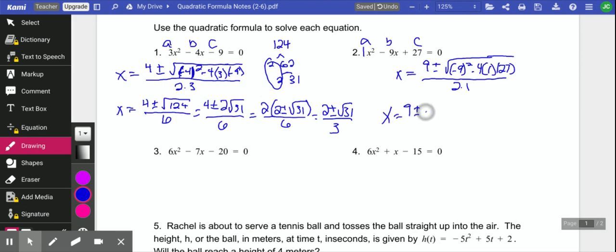Okay, 9 plus or minus. Don't put the square root in your calculator, but everything that's under the square root, go straight to your calculator. So you're going to do negative 9 squared, don't forget the parentheses, minus 4 times 1 times 27. And we get negative 27, I believe, over 2. All right, we are going to keep going.